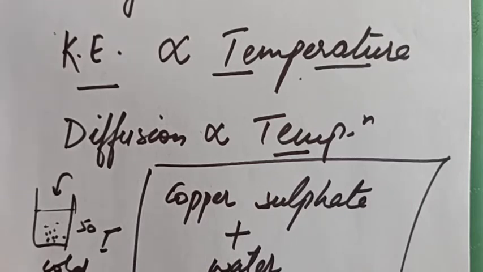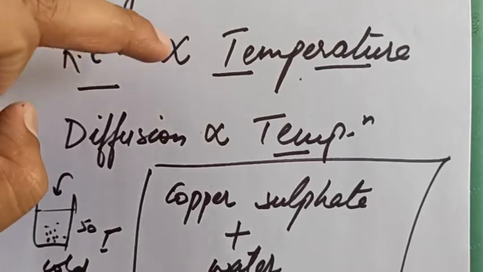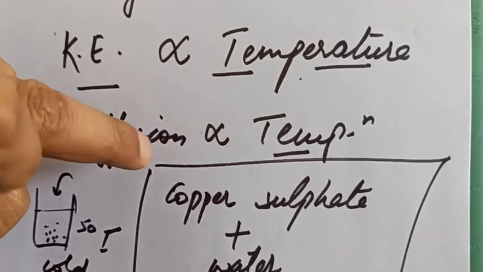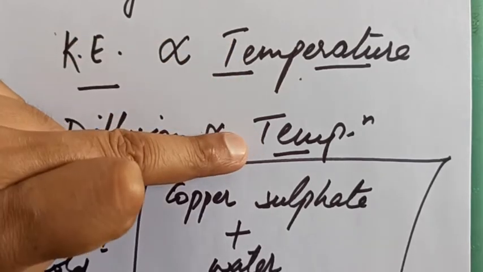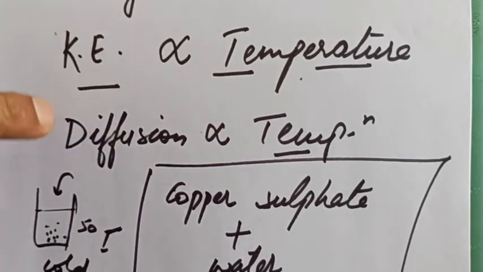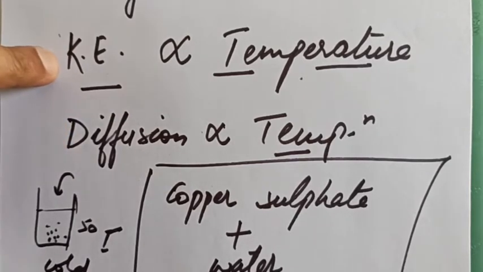So understood? This is about kinetic energy, and this is very much important. You have to keep in mind these two relations: kinetic energy is always directly proportional to temperature, and diffusion is also directly proportional to temperature. As the temperature of a system increases, both kinetic energy as well as diffusion increase. Diffusion increases, why? Because there is an increase in kinetic energy only.